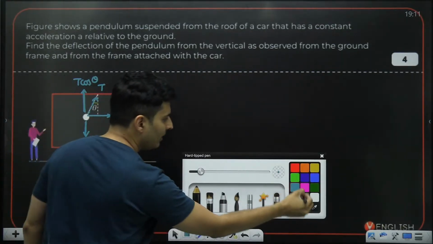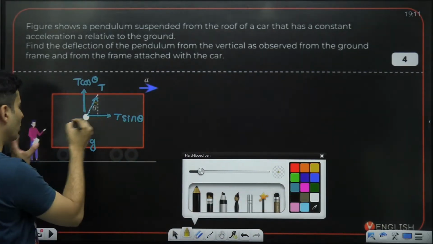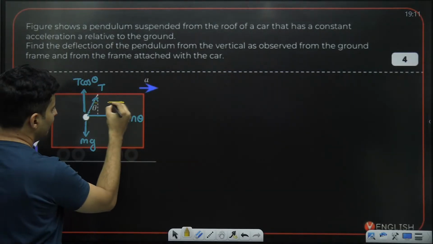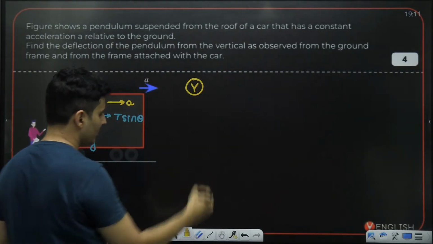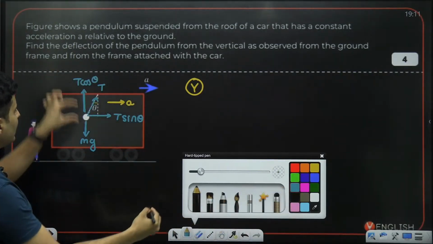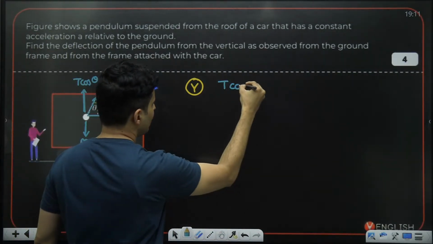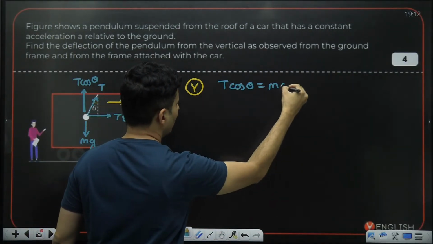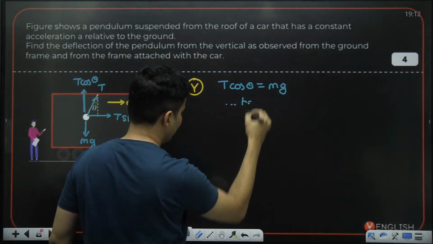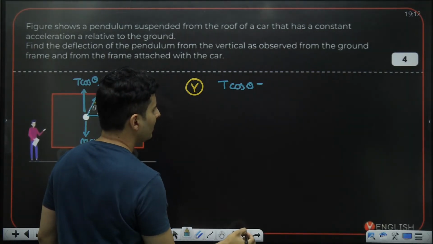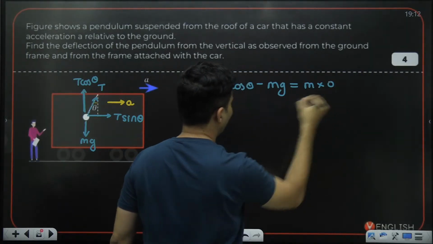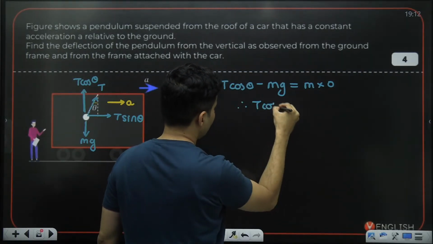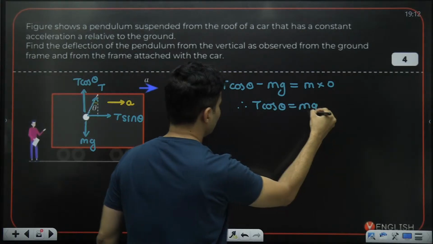And then this ball will appear to move for the ground observer with some acceleration. So if you look in the y direction, T cos theta and mg will balance. T cos theta will be equal to mg. Basically, they balance each other, or you can just say T cos theta minus mg is equal to mass into no acceleration. Therefore, T cos theta will be equal to mg.